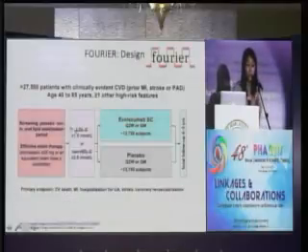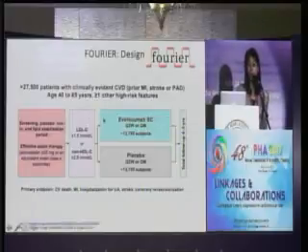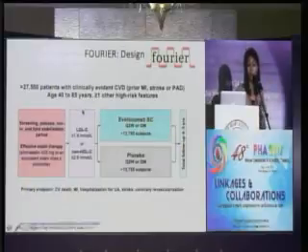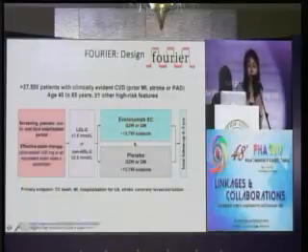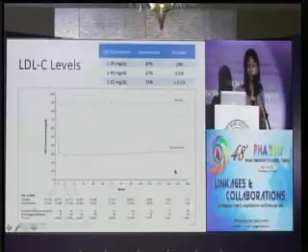So Fourier was actually 27,500 patients with clinically evident cardiovascular disease. They had prior MI, stroke, or PAD. These patients were 40 to 85 years with more than one other high-risk features. And these patients were randomized to either evolocumab every 2 weeks or monthly, or placebo, and they were followed up over 4 to 5 years.